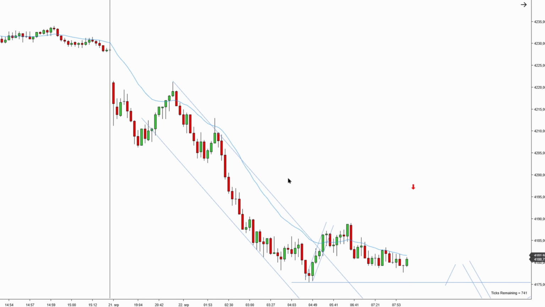Now my job is to identify the pattern. Right here I have this channel working to the downside, and my goal is to identify the pattern because I want to follow the trend line rule, which says after there's a break of a channel, traders expect to create a new extreme. So just because I have a break of a channel, that doesn't mean I instantly stop looking for longs. No, I expect after a break for prices to create a new low for the downtrend.